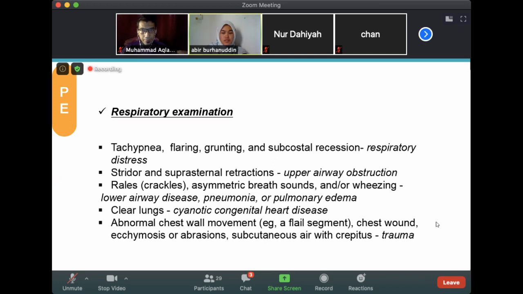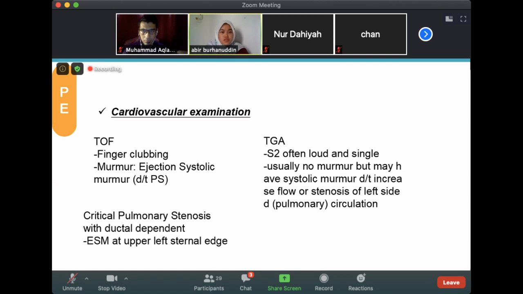Then look for abnormal chest wall movement, like an inflated chest. Then inspect, is there any wound or abrasion? And is there any subcutaneous air with crepitus that can suggest trauma to the chest wall? Okay, for cardiovascular examination, like usual, inspect, palpate, and auscultate.